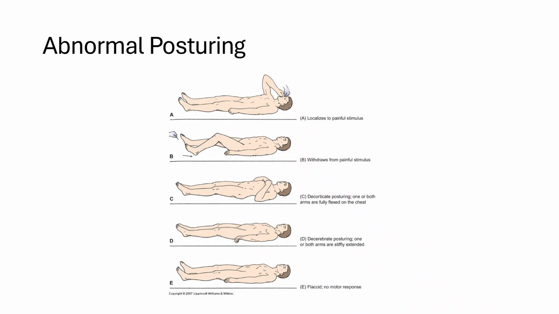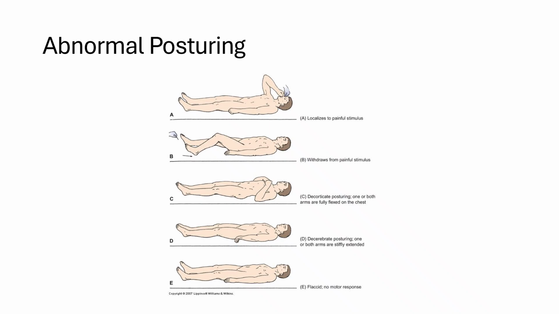So again, decorticate, as a reminder, is when the arms are flexed in toward the core. So think decorticate to the core: the arms flex in toward the core, the body, and the wrists and fingers all rotate inward. This usually means damage is higher up in the brain, above the brain stem.